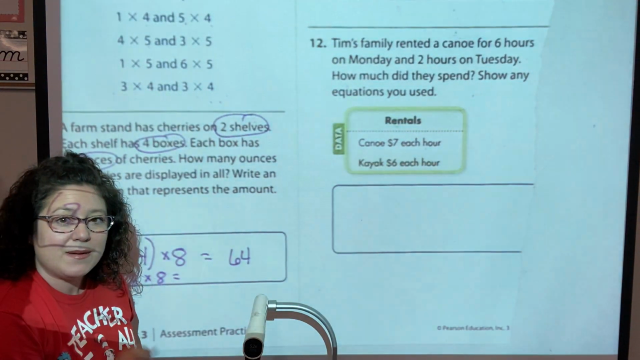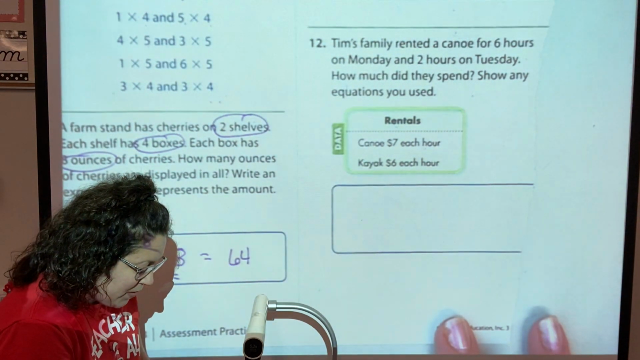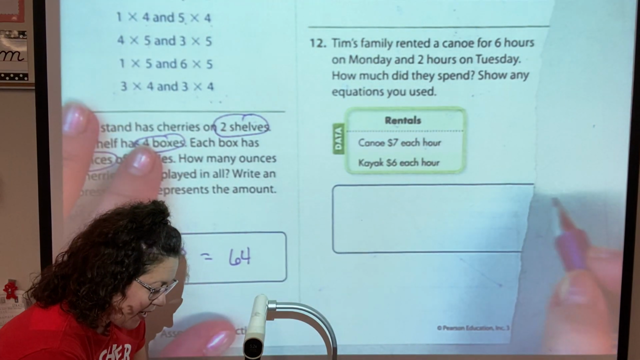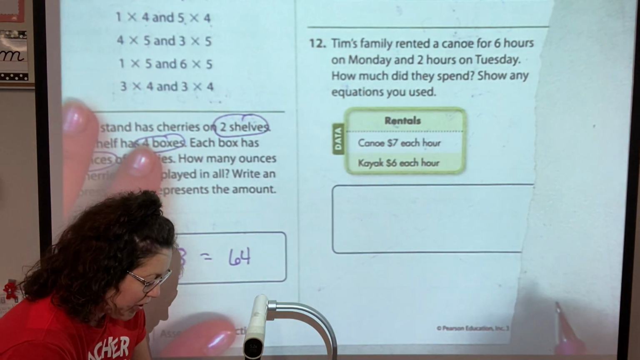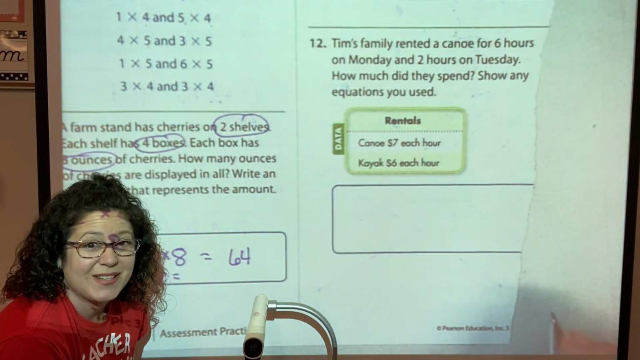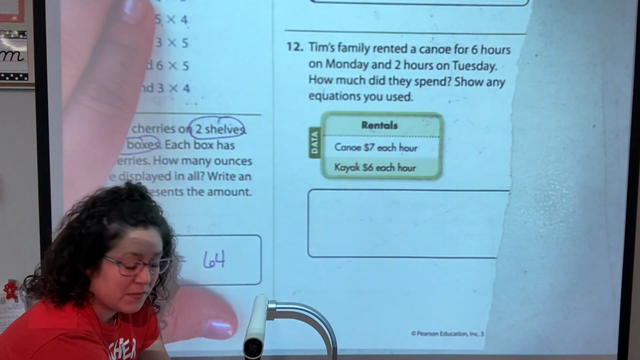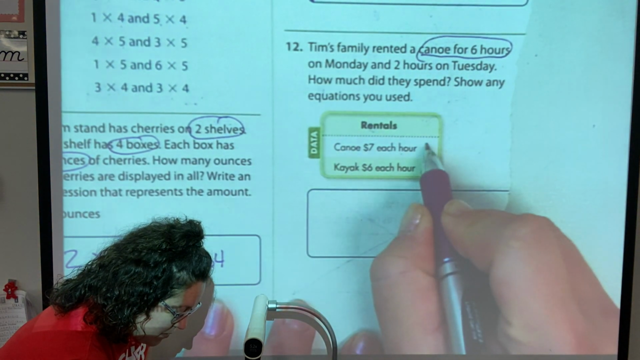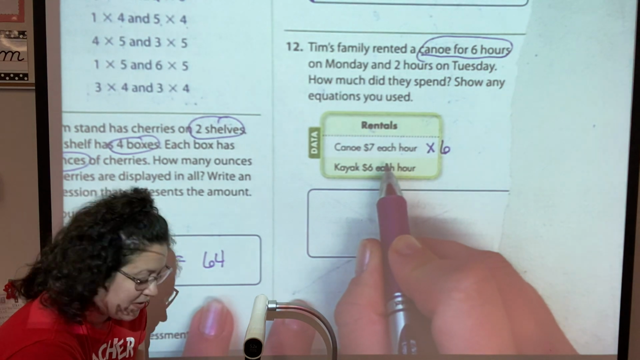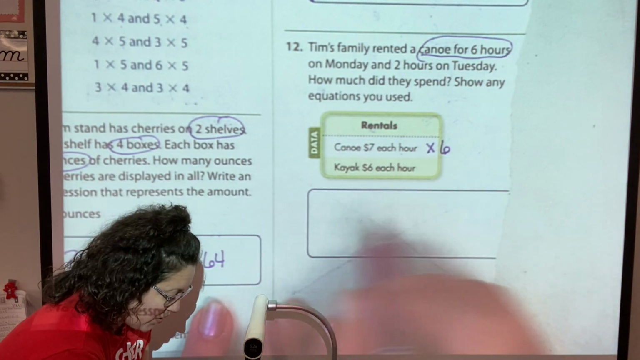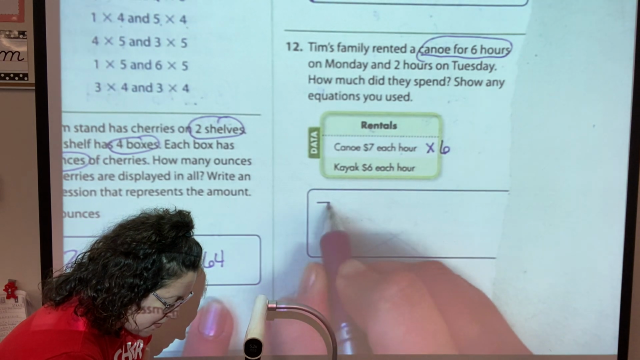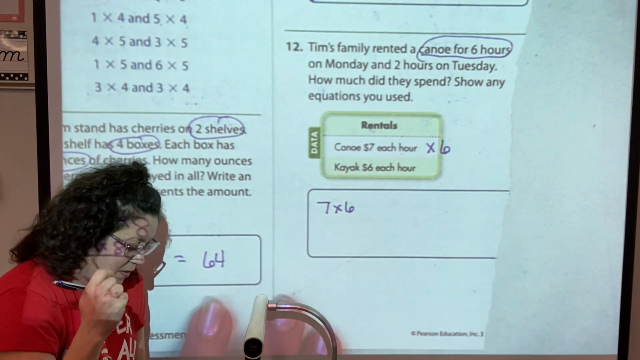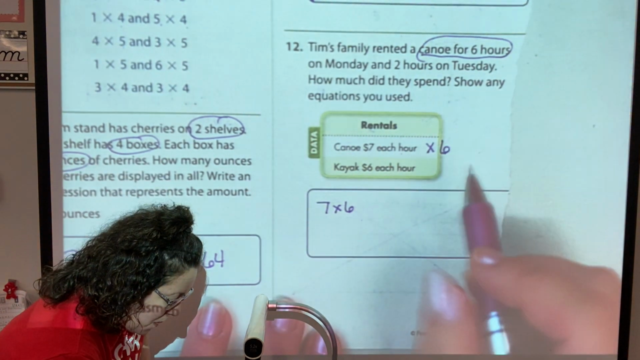All right, last problem. Tim's family rented a canoe for 6 hours on Monday and 2 hours on Tuesday. How much did they spend? Show equations you used. Now this one has more than one step, so you have to be really careful with this one. Okay, so he rented a canoe for 6 hours. And then down here it says $7 per hour, which is why we're going to multiply 7 times 6. $7 for an hour, 6 hours, so 7, 7, 7, okay?